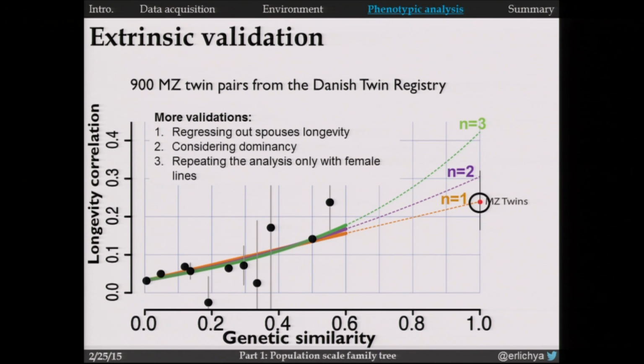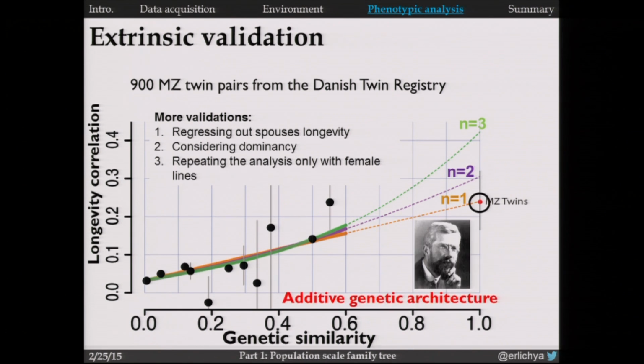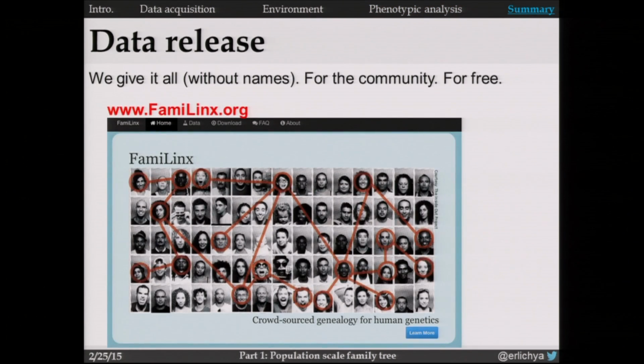We considered also dominance in our model. We repeated this entire analysis just by taking lines that are from females, because the tree is more accurate for females. I didn't put the raw data, but all of them had a similar conclusion. Additivity was the best model that described the data. We don't see epistasis in longevity. So, additive genetic architecture. Now, the data is totally available for you for download at familylinks.org. You can download data, it's de-identified, and you can play with it for your own studies.